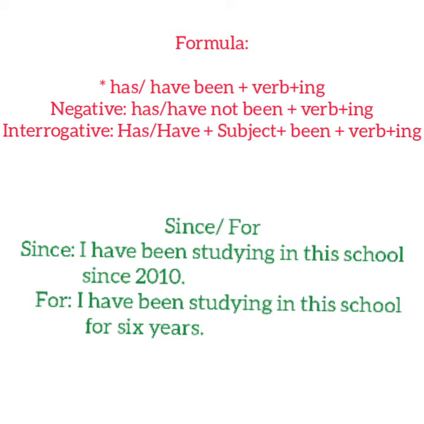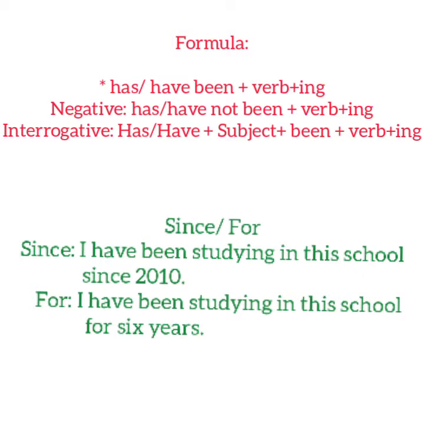Let us begin with the formula. The formula of present perfect continuous tense: has or have been plus verb plus ing. Negative: has or have not been plus verb plus ing. Interrogative: has or have plus subject plus been plus verb plus ing. Please learn the formula by heart.